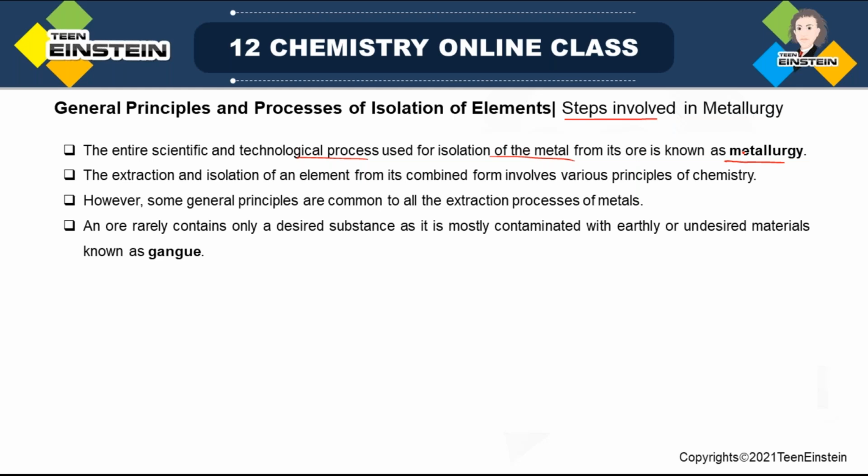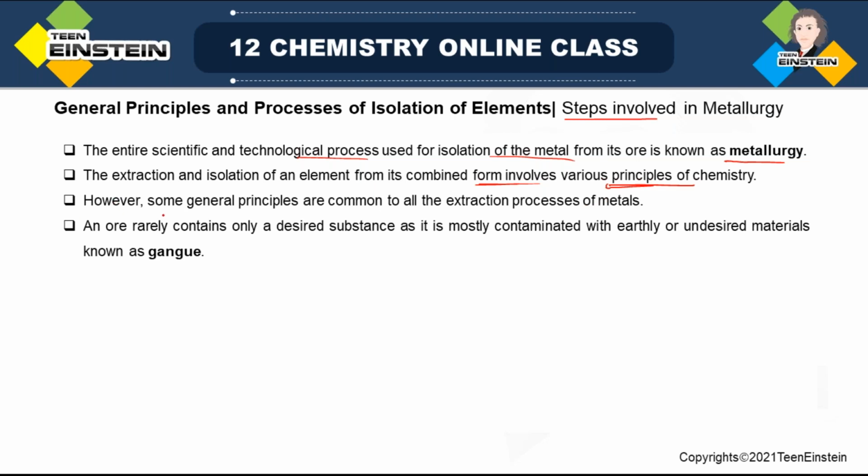That is the definition. Now the extraction and isolation of elements from their combined form involves different types of principles of chemistry. Different principles means sometimes you may be using some reduction method or some oxidation method. Sometimes we even form some complex, that is a metal ligand complex. Then we can do some electrolysis method. So that is why different types of principles are mentioned, on the basis of which we will do these steps.